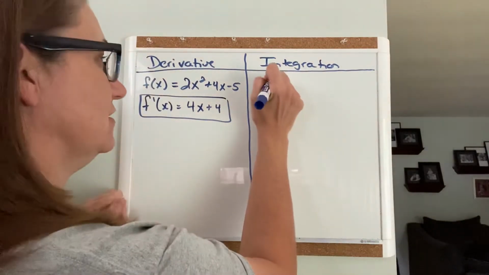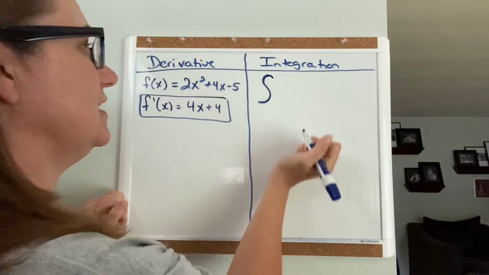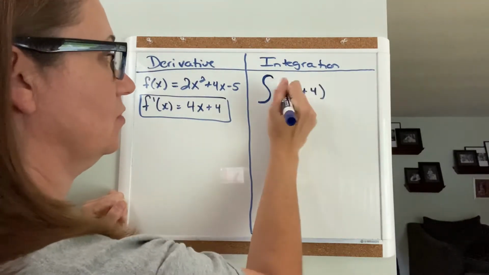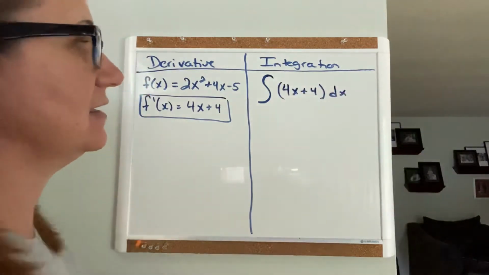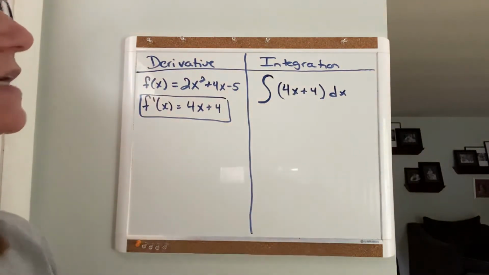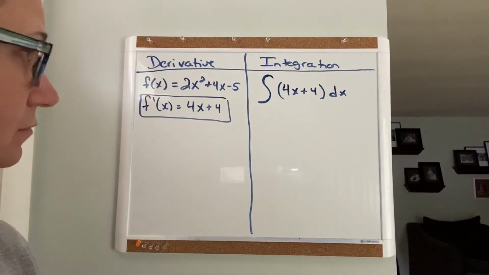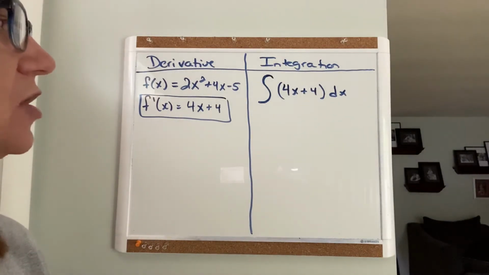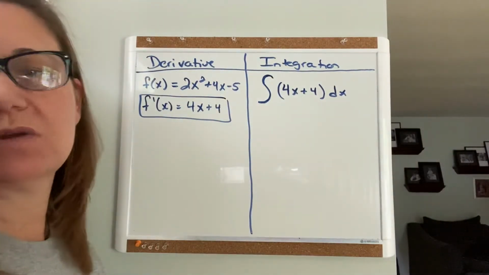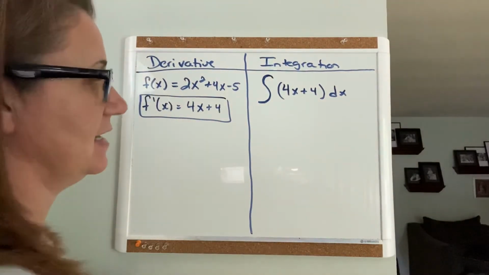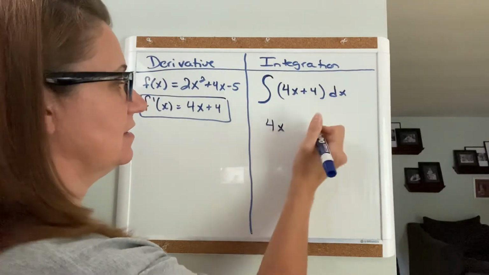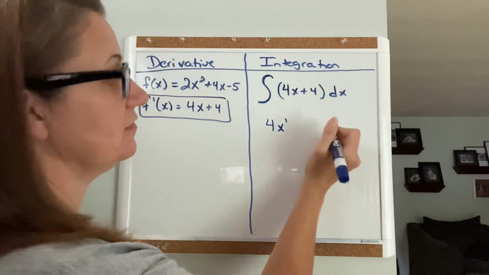So it looks like this. I want the integral for 4x plus 4 with respect to x. So the integral of 4x plus 4 dx, that's how we say it. So what you want to do when you're going backwards is write each step out, especially when you have more difficult problems. This one's very simple, but I want you to take 4x and put 4x to the first.